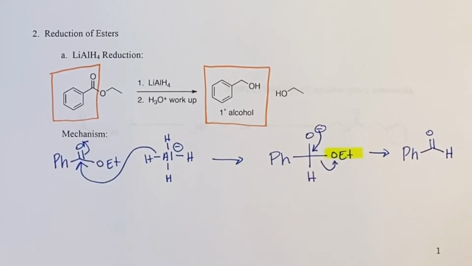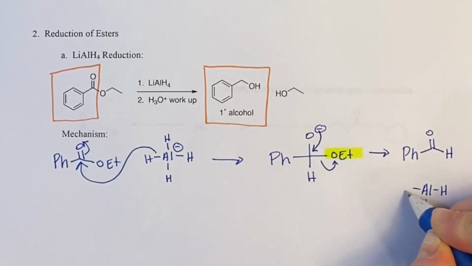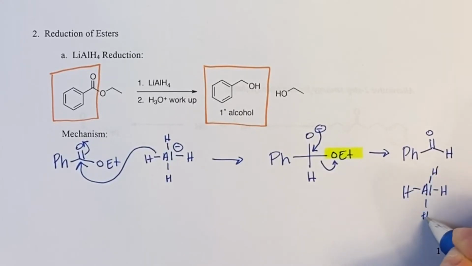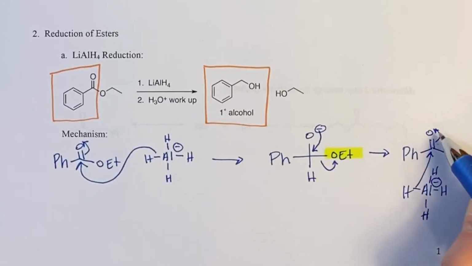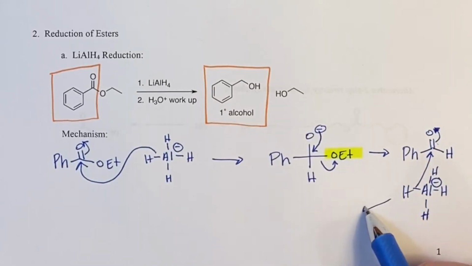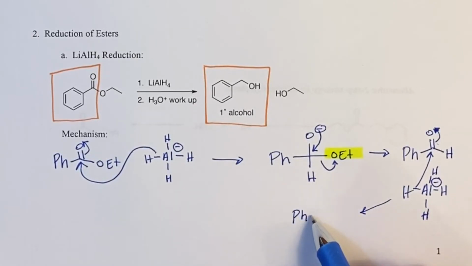And while we haven't talked about the chemistry of aldehydes quite yet, this aldehyde is a carbonyl, and it will continue to react with the lithium aluminum hydride. So what happens is we have another equivalent of hydride from another aluminum hydride ion that can send one of its hydrides with its electrons towards the carbonyl of that aldehyde, push the electrons up to the oxygen, and what we get in that case is a new tetrahedral intermediate.